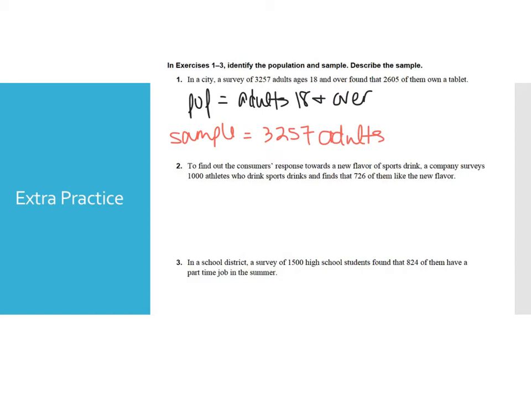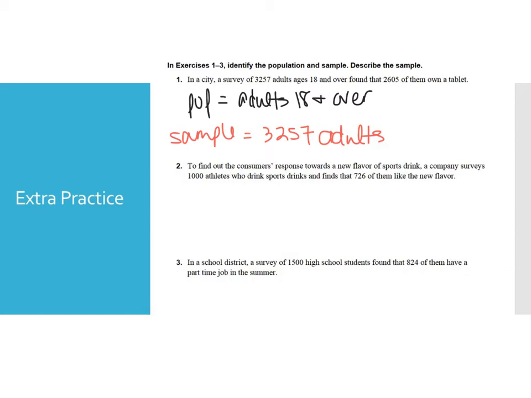So real quick, if you were trying to figure out how many adults 18 and over in the state of Kansas own a tablet, it wouldn't make much sense for us to actually survey every adult. So what you do is you take a sample of them, and we could talk about how to make your sample representative of the whole, but you take a sample of them to try to figure out what percent of the whole population would own a tablet in this case.